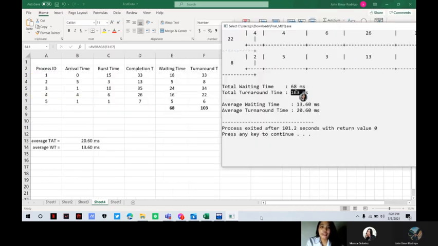So between the two, they have the same total waiting time, which is 68 milliseconds, and they have the same total turnaround time, which is 103 milliseconds. So lastly, they have average waiting time, which is 13.60 milliseconds, and the average turnaround time, which is 20.60 milliseconds.